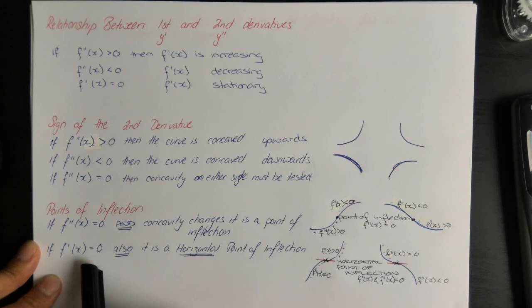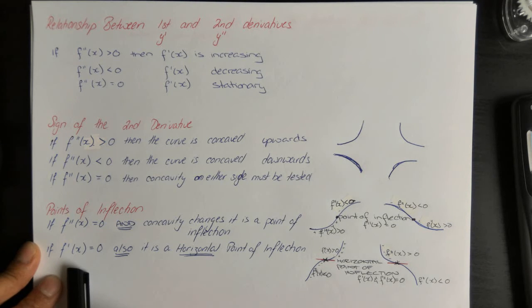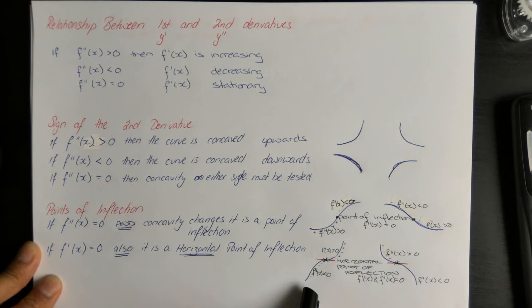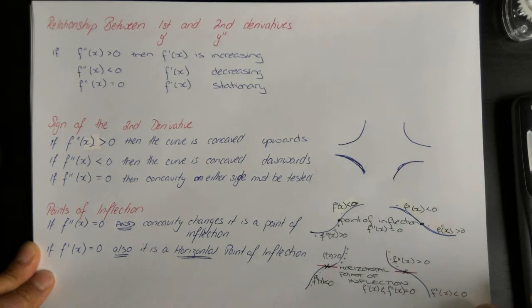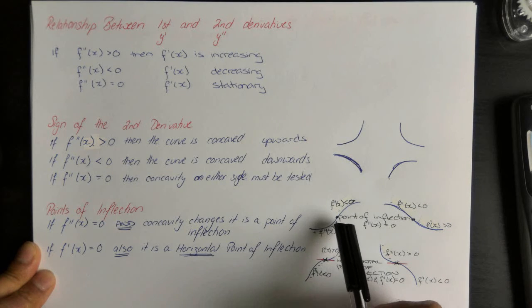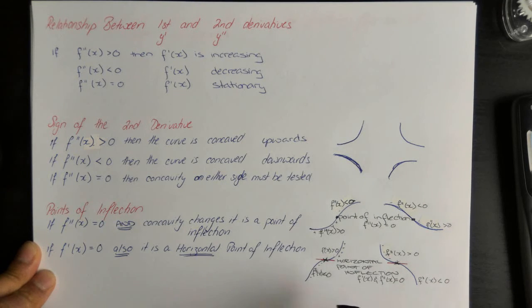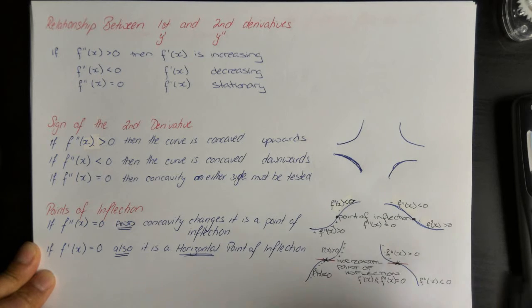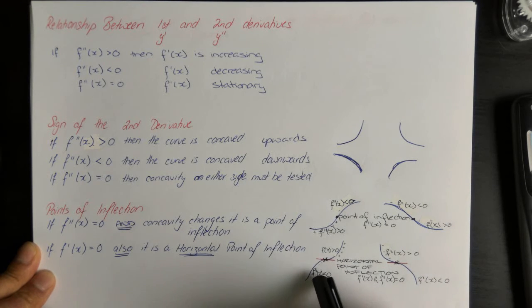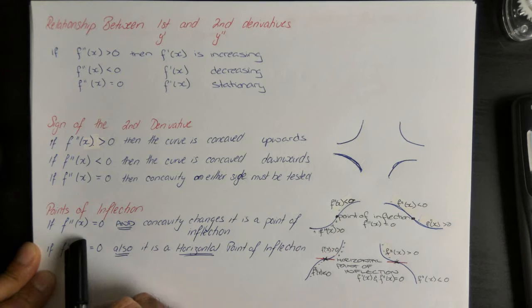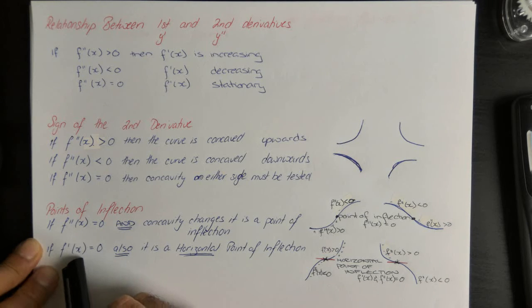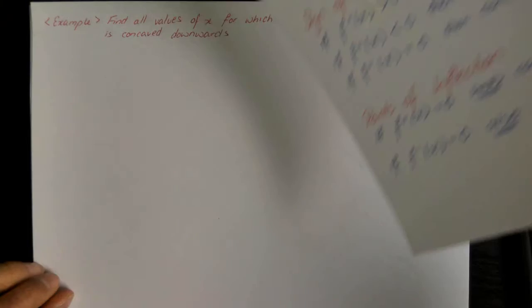Okay. If the second derivative equals 0 and the first derivative equals 0, it becomes a horizontal point of inflection and concavity changes. So they're special. You've got points of inflection where the concavity doesn't change, and then you've got horizontal points of inflection when f double dash equals 0, f dash equals 0, and concavity changes.